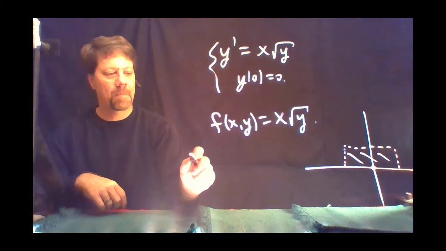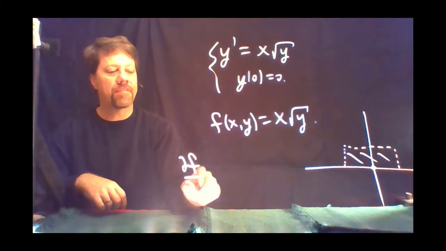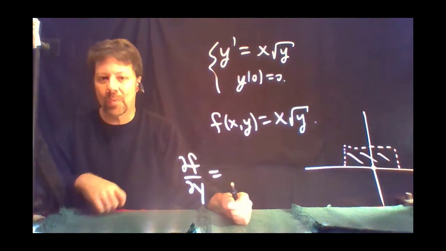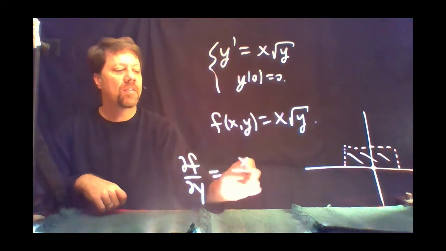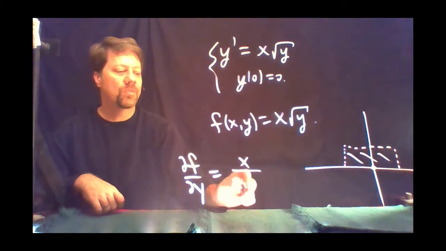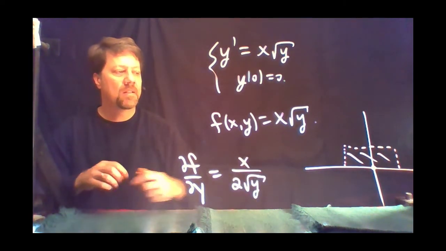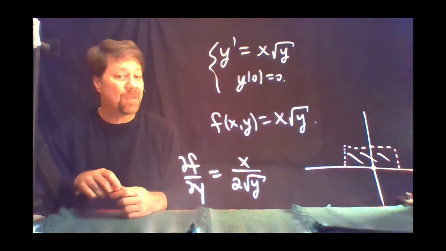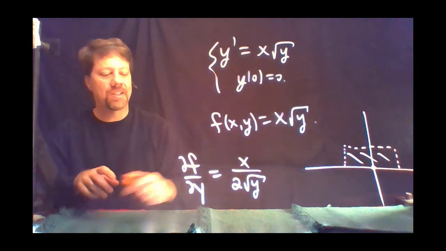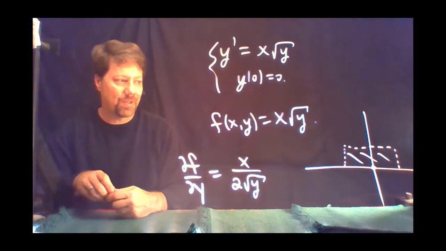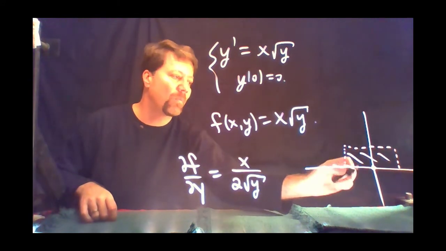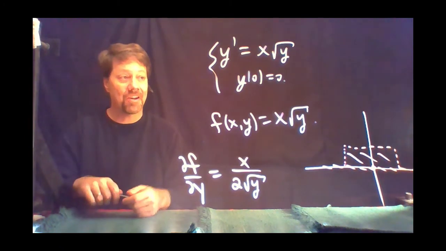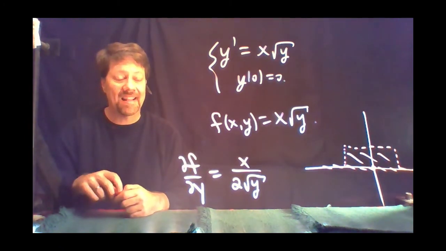In addition, if you take a look at the partial derivative of f with respect to y, the derivative of the square root of x is 1 over 2 root x. The derivative will be x over 2 root y. Not only are we required to have y greater than or equal to 0, but y can't be equal to 0 either. This function is not continuous when y equals 0. So we have to eliminate this whole line, y equals 0. And our initial point is exactly on that line.